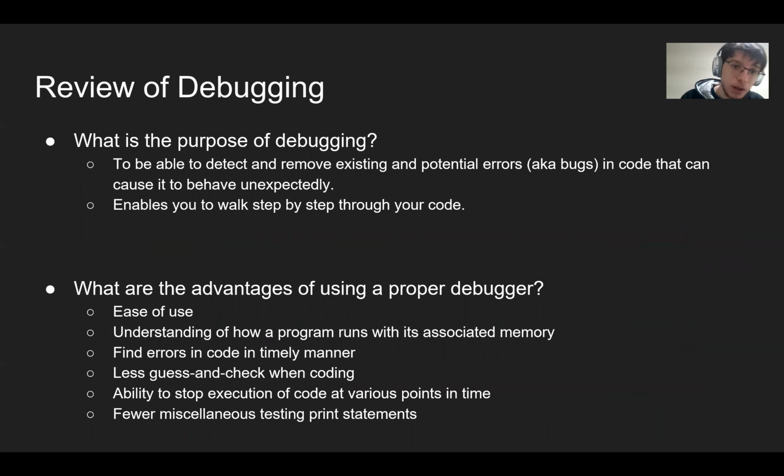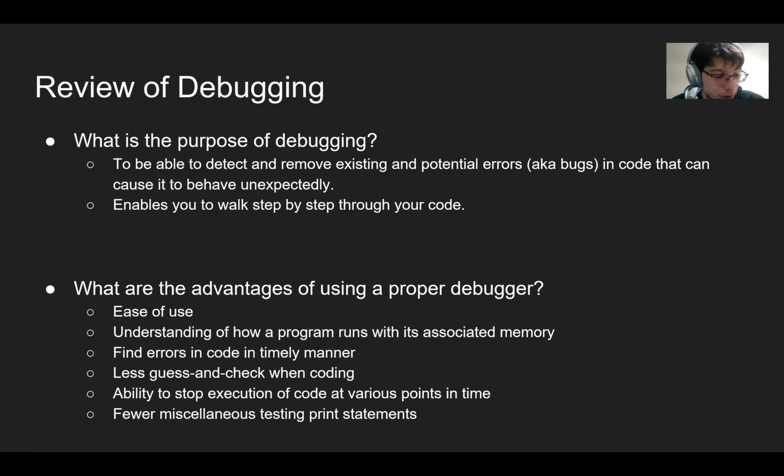Okay, so now we're going to move on to a debugging review. So why do we debug? Well, debugging helps us find errors in code that can cause it to behave unexpectedly. You can walk through, which is good. If there's a problem, you can stop.